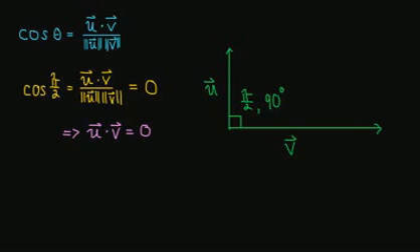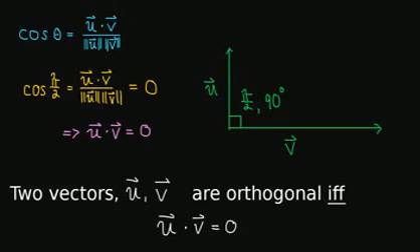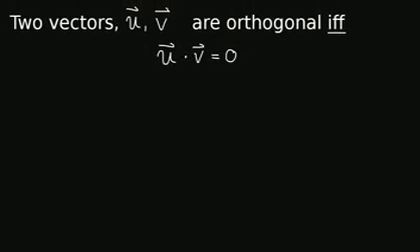So now we have a definition of orthogonal. Two vectors u and v are orthogonal if and only if. If you've never seen this before, this is shorthand notation for if and only if. Two vectors u and v are orthogonal if and only if u dot v is equal to 0. So now we have a nice, easy way to test if two vectors are orthogonal. So let's take a look at that.